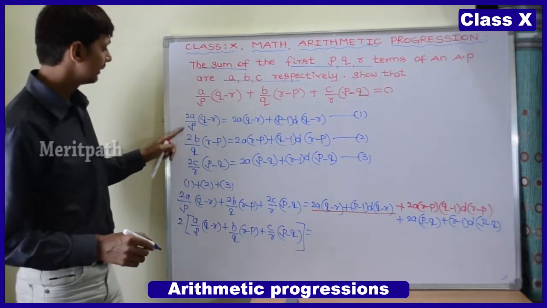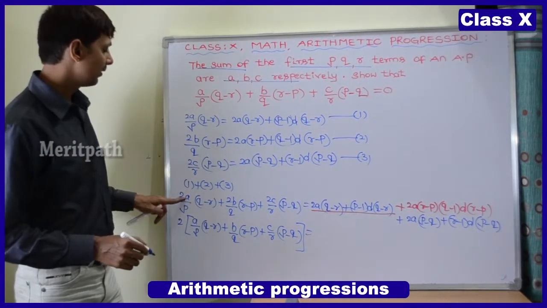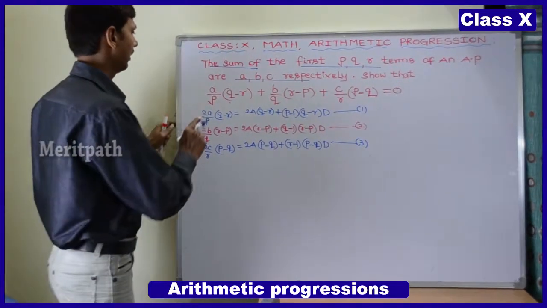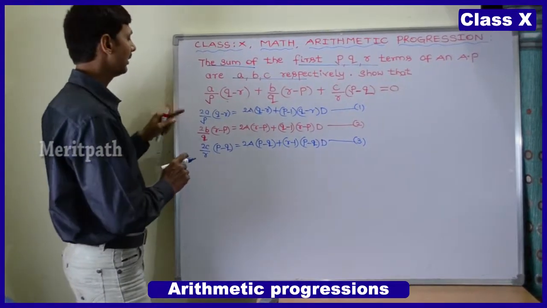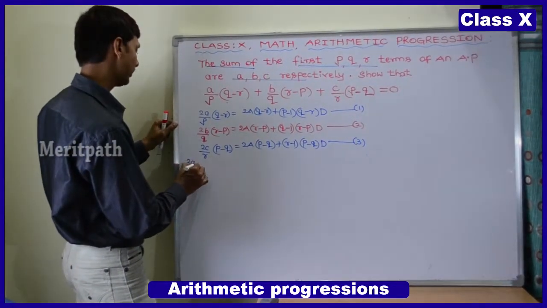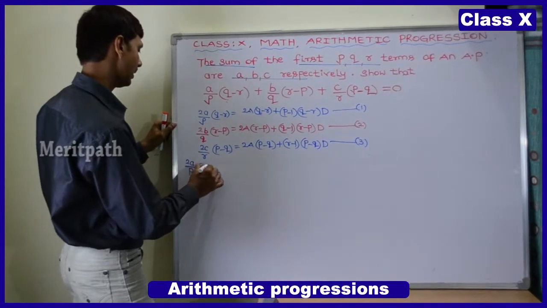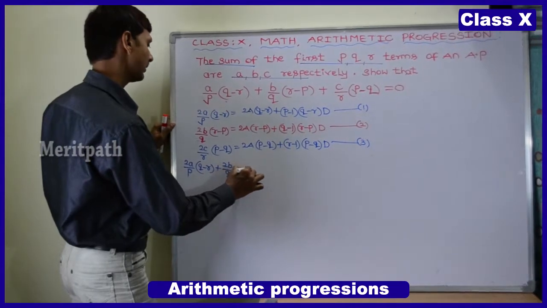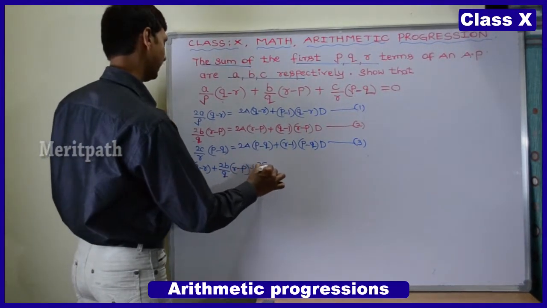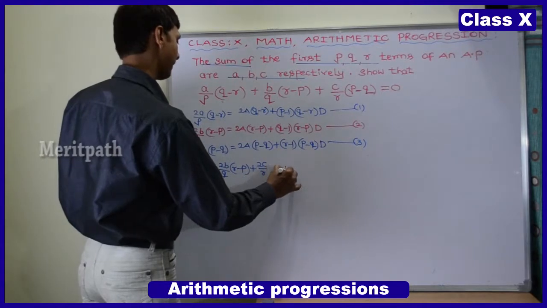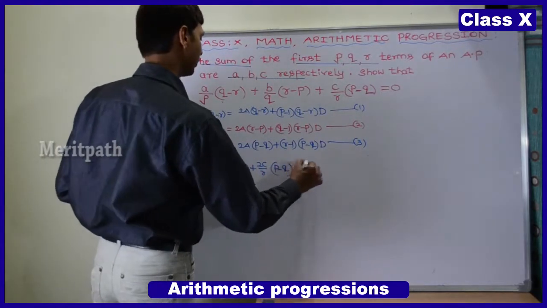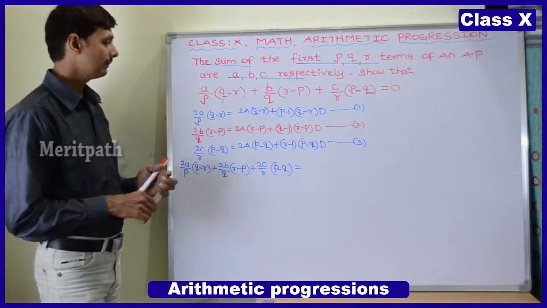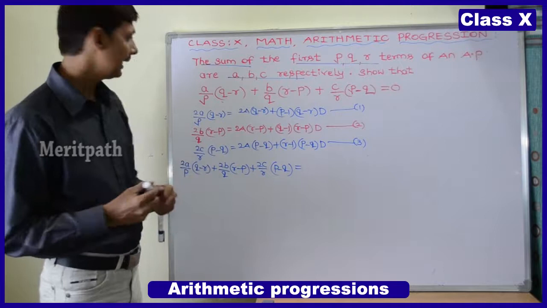We have added these three equations on the left hand side. When we add them, we will be getting 2a by p into q minus r plus 2b by q into r minus p plus 2c by r into p minus q equals, we have added these three equations on the left hand side, and then let us add these three equations on the right hand side.